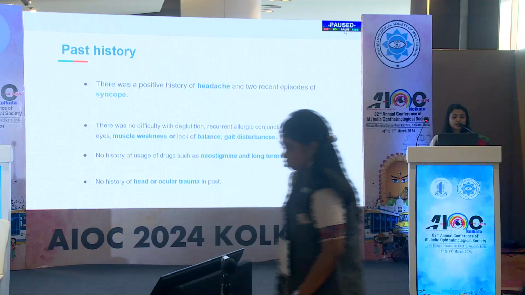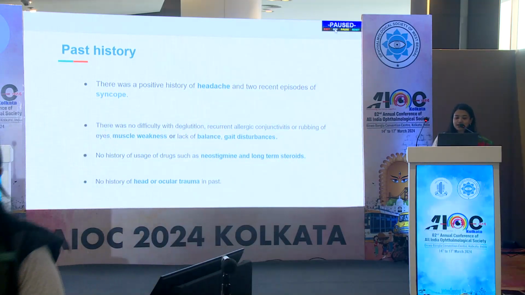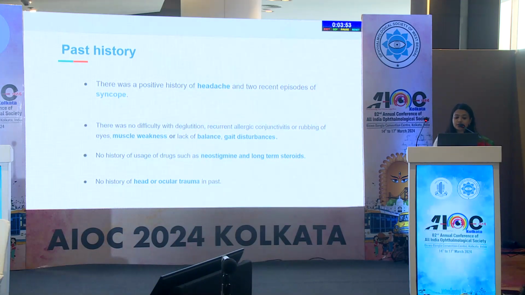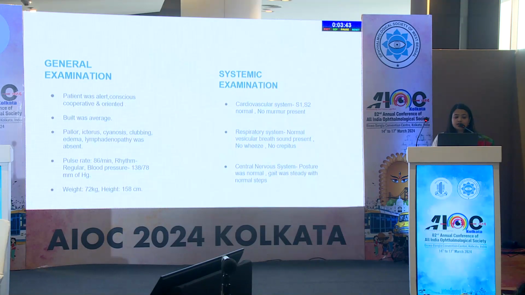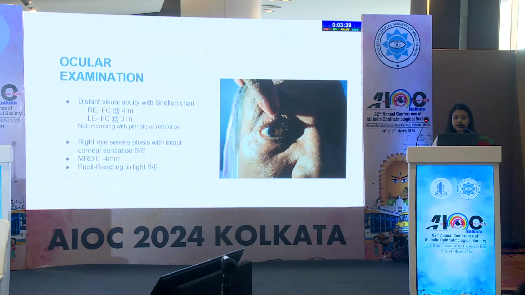So there was a positive history of headache and 2 recent episodes of syncope. There was no associated history of muscle weakness. Coming to the past medical history, she was diabetic and hypertensive. General and systemic examinations were within normal limits. Coming to ocular examination, her right eye visual acuity was finger count 4 meter and left eye was finger count 3 meter.